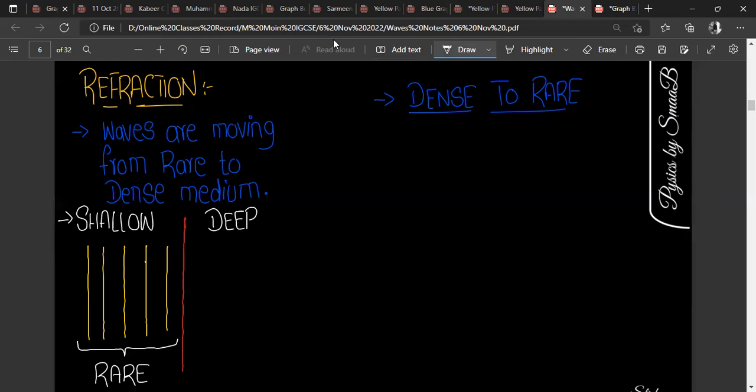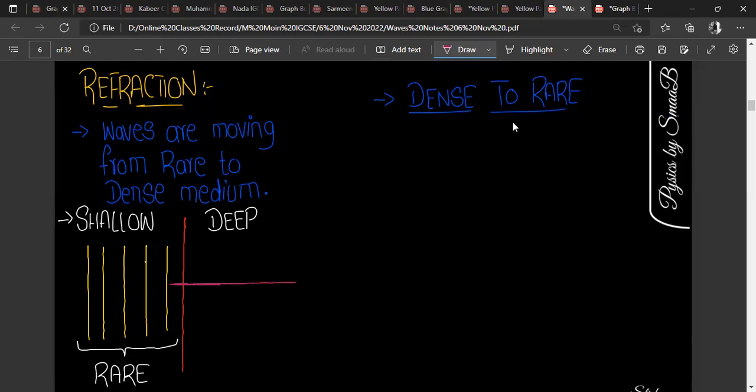Water waves will bend more. Now there is confusion about which direction they will bend: upward, downward, or go straight. If you put an object, it will bend more. And for the accurate direction, first of all we need to draw a reference line which is known as the normal line. So we have to draw a normal line which is perpendicular to the surface of this medium, or you can say the deep medium.